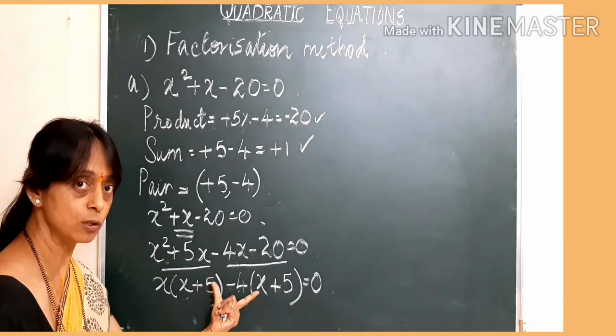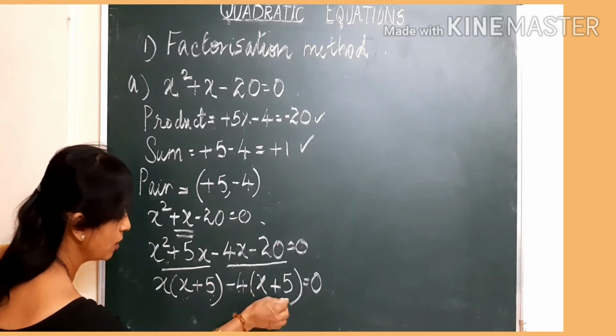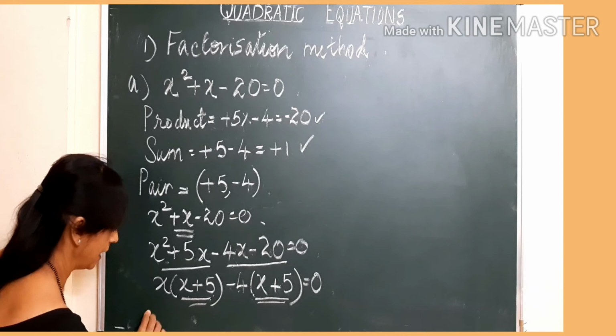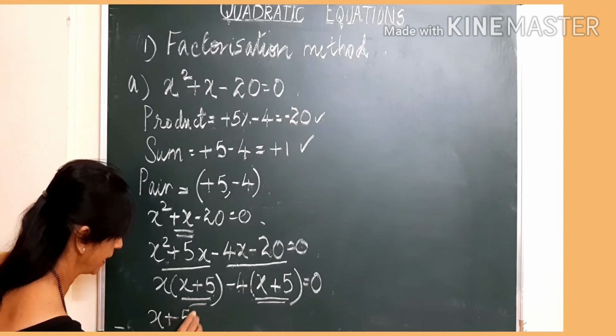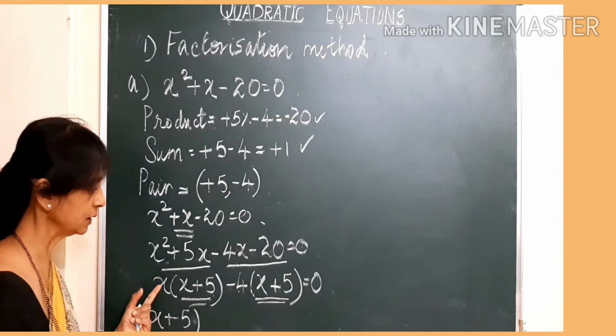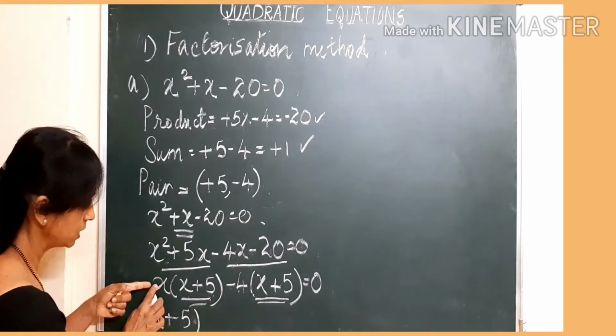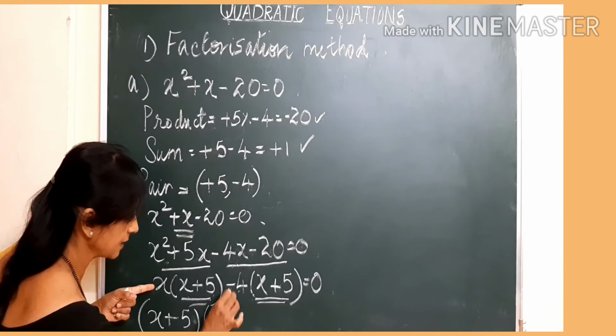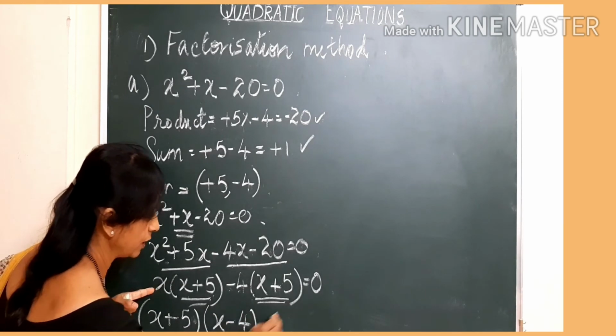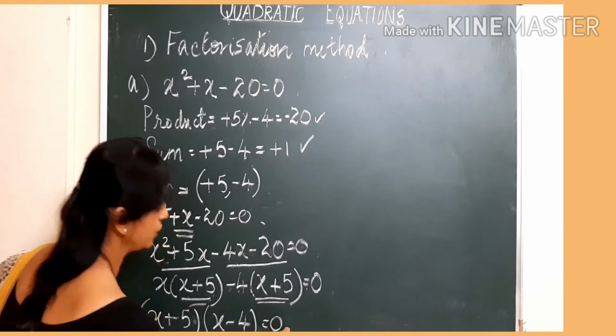Let's take out now the common binomial. Which is the common binomial, children, over here? X plus 5. It comes out once. The other bracket contains again the uncommon terms. Which are the uncommon terms? X minus 4 equal to 0.